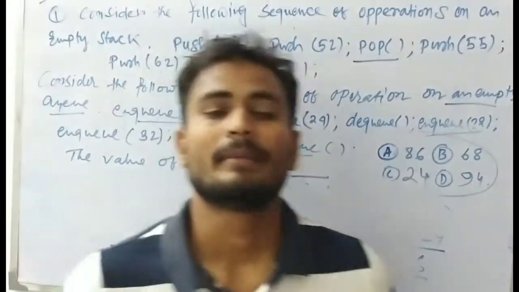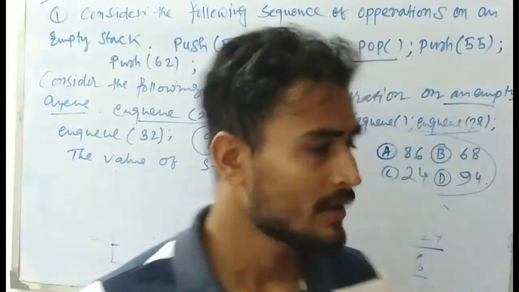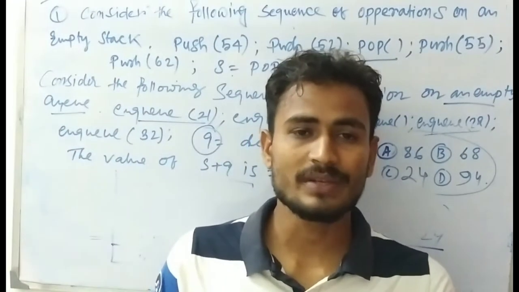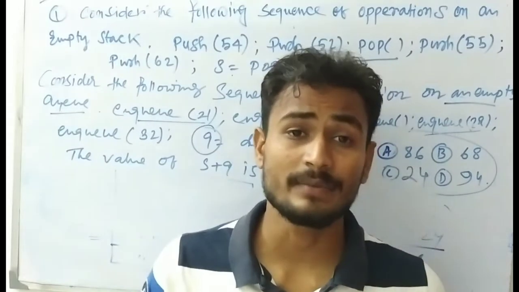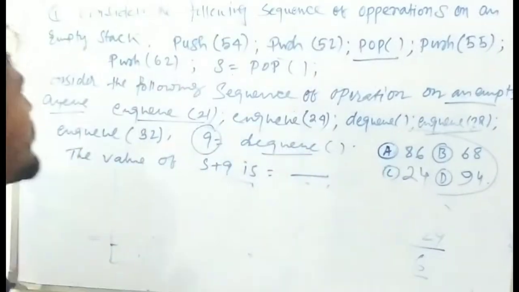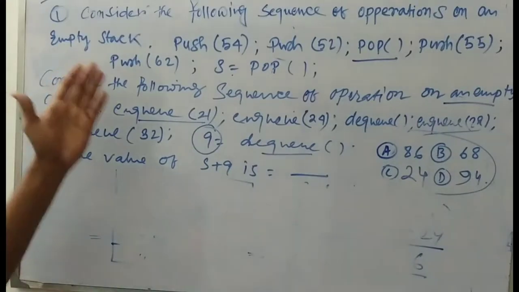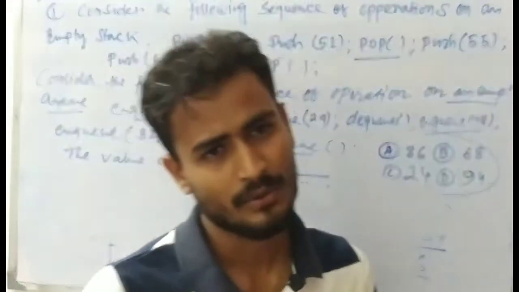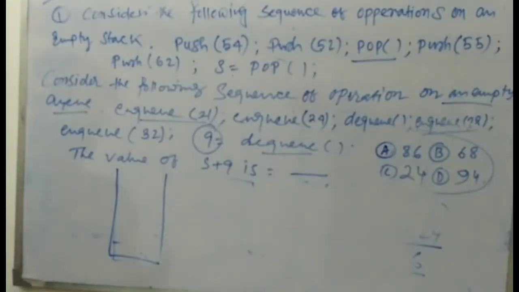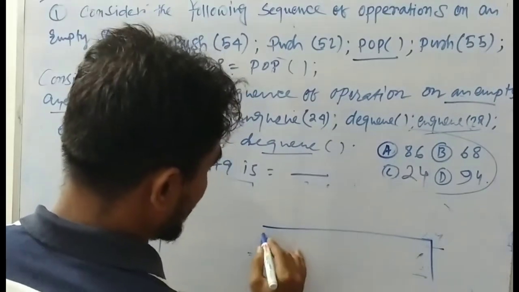My dear, today I will discuss a stack and queue question from GATE 2021. First of all, what is a stack and what is a queue? Stack and queue are the most important part of data structures, and they belong to linear data structures. The question is: consider the following sequence of operations on an empty stack. So we have an empty stack. A stack is generally denoted by this figure, and a queue is denoted by this figure.